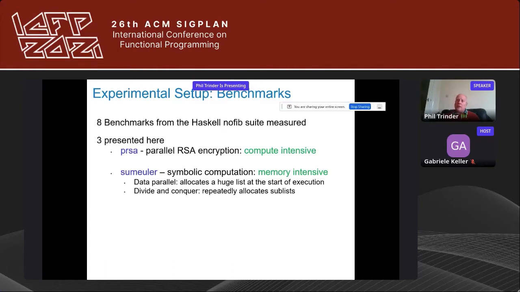It maps Euler's totient function over an interval, a large list. And there are 2 versions. There's a data parallel version that allocates a huge list at the start of the execution and then consumes it. And then a divide and conquer version that repeatedly splits the list, creating sublists throughout the execution. And as you can imagine, these have rather different memory behaviors.